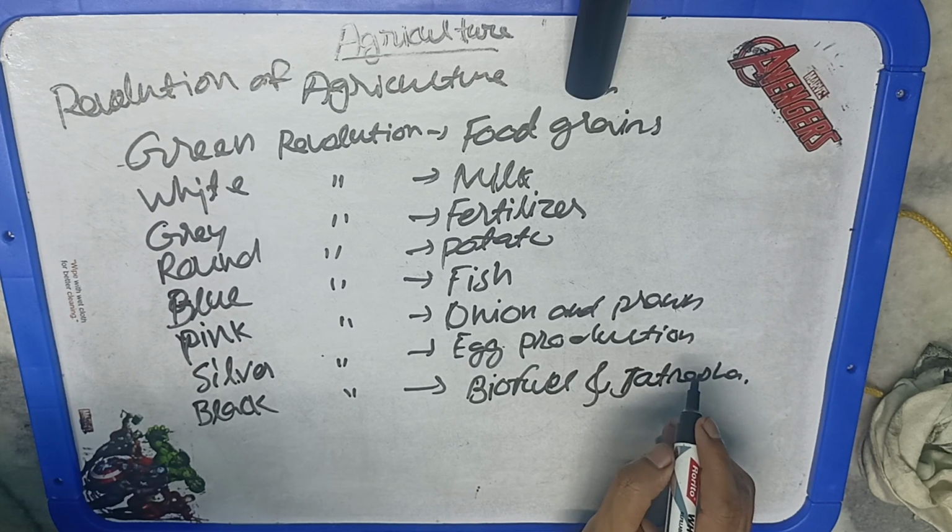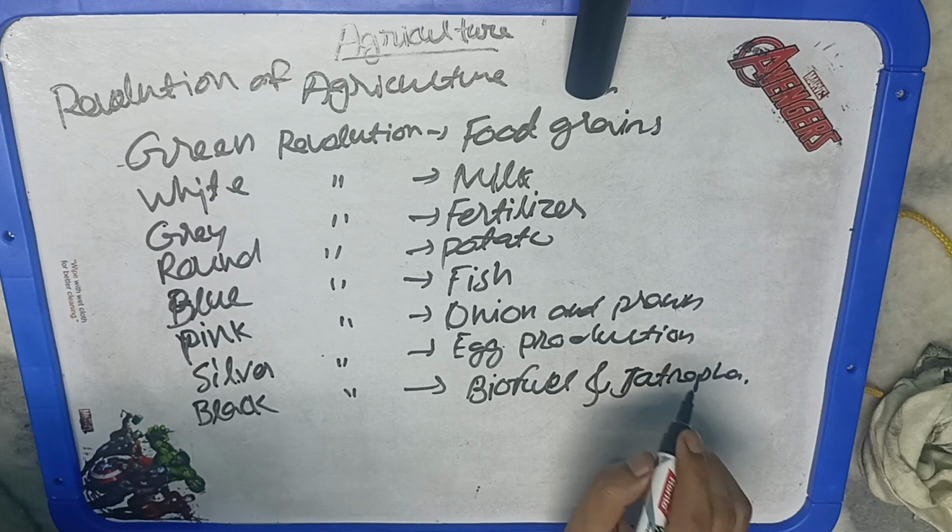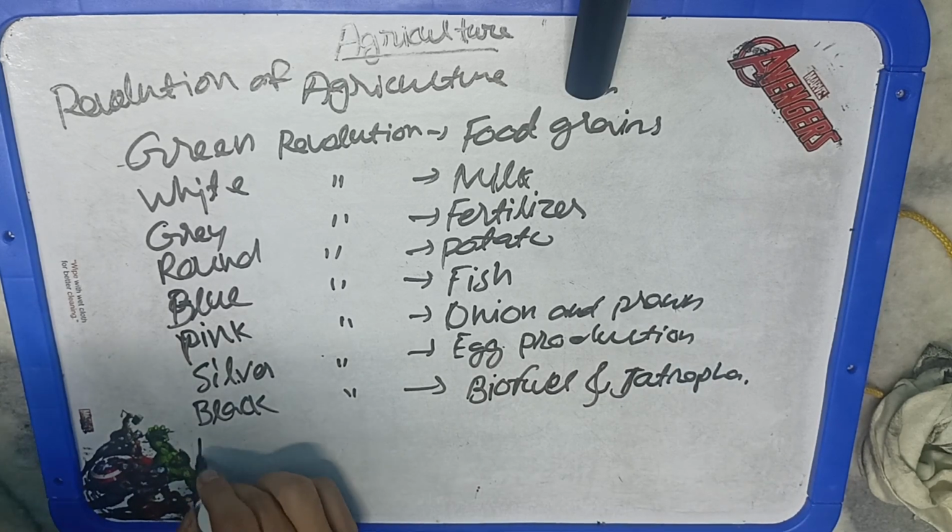So something miraculous happened during these years. What happened? That was the green revolution. What the revolution is all about, and how that revolution changed the fate of Indian agriculture, that we will discuss.